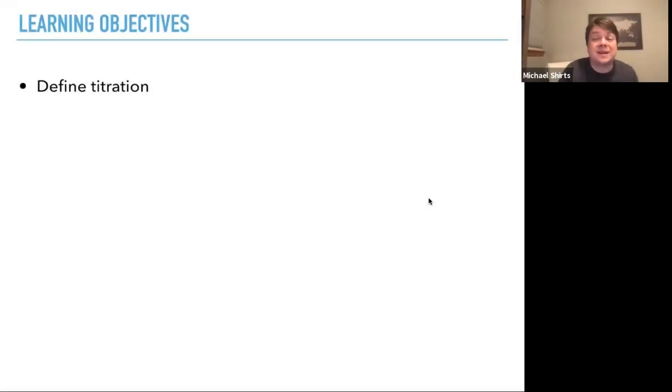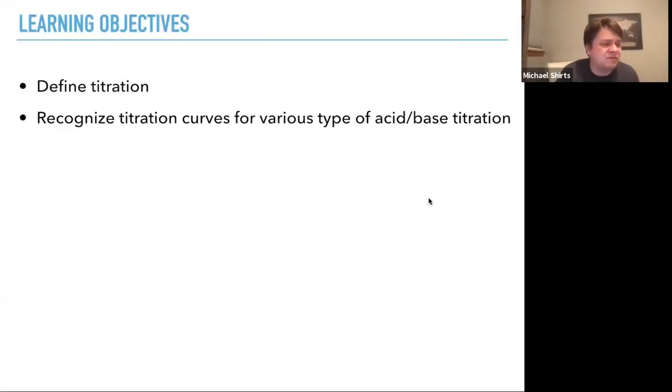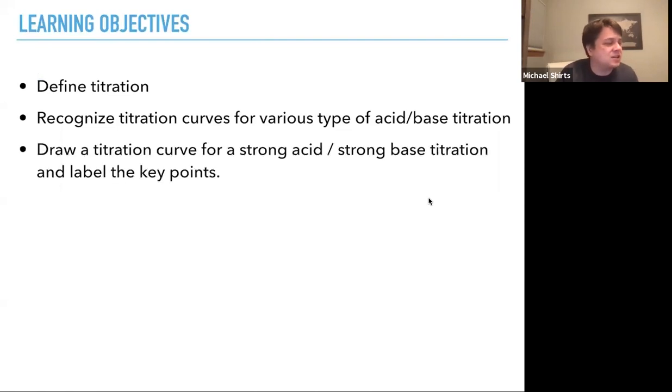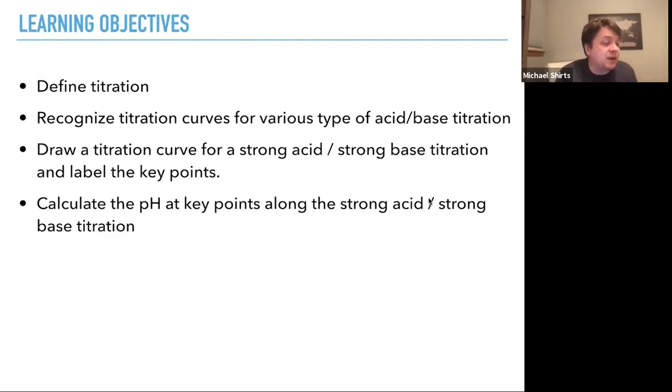The learning objectives this time are to define what a titration is, to recognize titration curves for various types of acid-base titrations, and draw a titration curve for a strong acid, strong base titration and label the key points. And calculate the pH of key points along the strong acid, strong base titration.